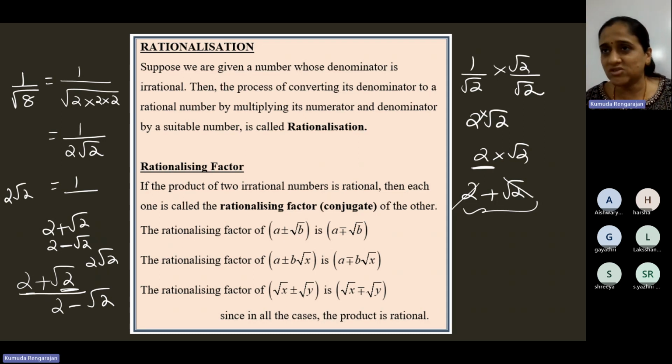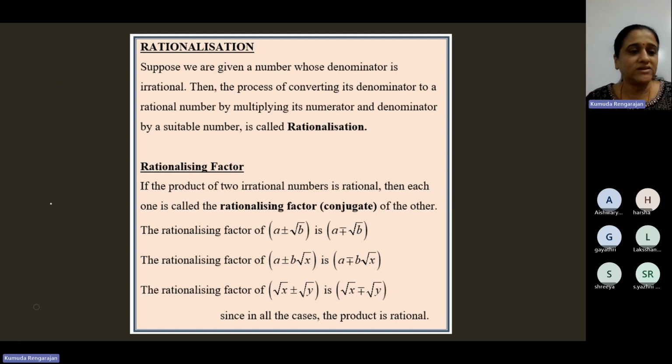Now, if the denominator is 2 root 2, 2 is already rational. What are you going to rationalize? Nothing, right? So you'll take only the irrational part. The irrational part is root 2. So you just multiply and divide by root 2 to rationalize the denominator.